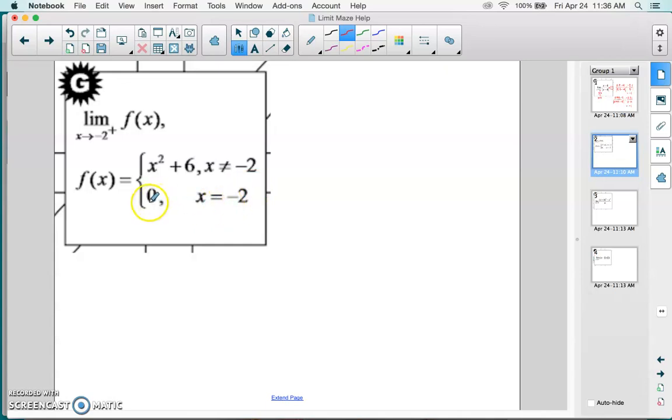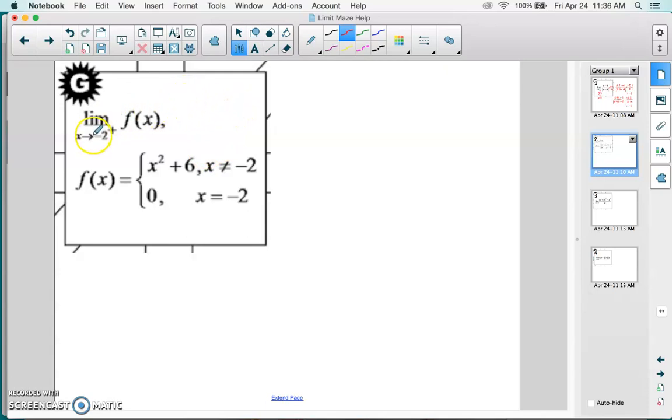Negative 2 is going to be equal to 0. When x is negative 2, it's going to be equal to 0. So anything that's not negative 2, you'll follow this guy. When you are negative 2, you'll follow this one. The difficulty is we're doing a limit as we approach negative 2 from the positive side, right? So that's, the negative 2 is where the function's restricted, and that's what I'm supposed to be doing the limit for. So we could use the same trick as before.